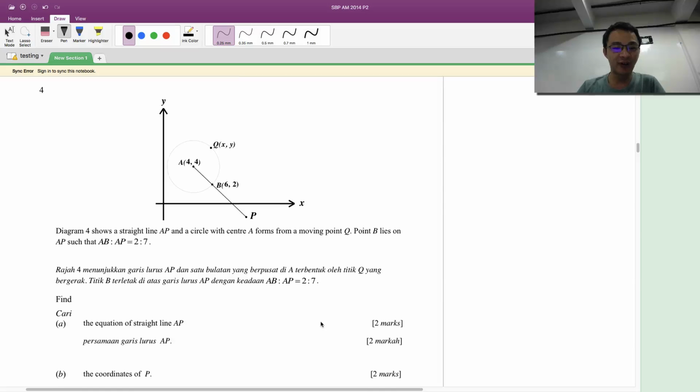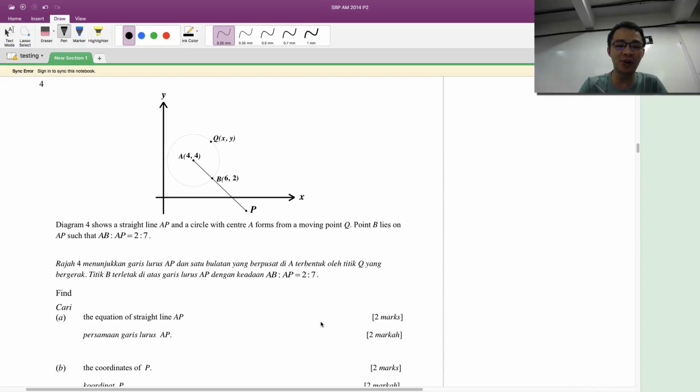For number 4, the diagram shows the straight line AP and the circle with center A, and a line from the moving point Q. Point P lies on AP such that AB to AP is 2:7. So I know here is 2, here should be 5, because 2 and 7. This is very common sense. Find the equation of AP.